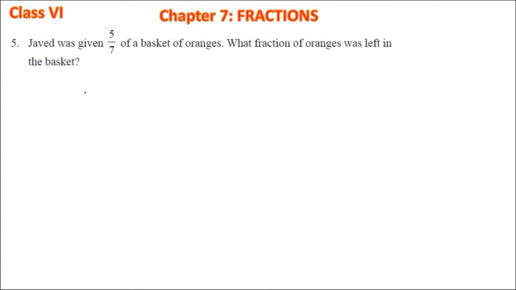Question number 5. Javed was given 5 by 7 of a basket of oranges. What fraction of oranges was left in the basket? Here, the fraction of basket of oranges given is 5 by 7. The fraction of basket as a whole can be considered as 1. So we can subtract this 5 by 7 from 1 to find out the remaining.